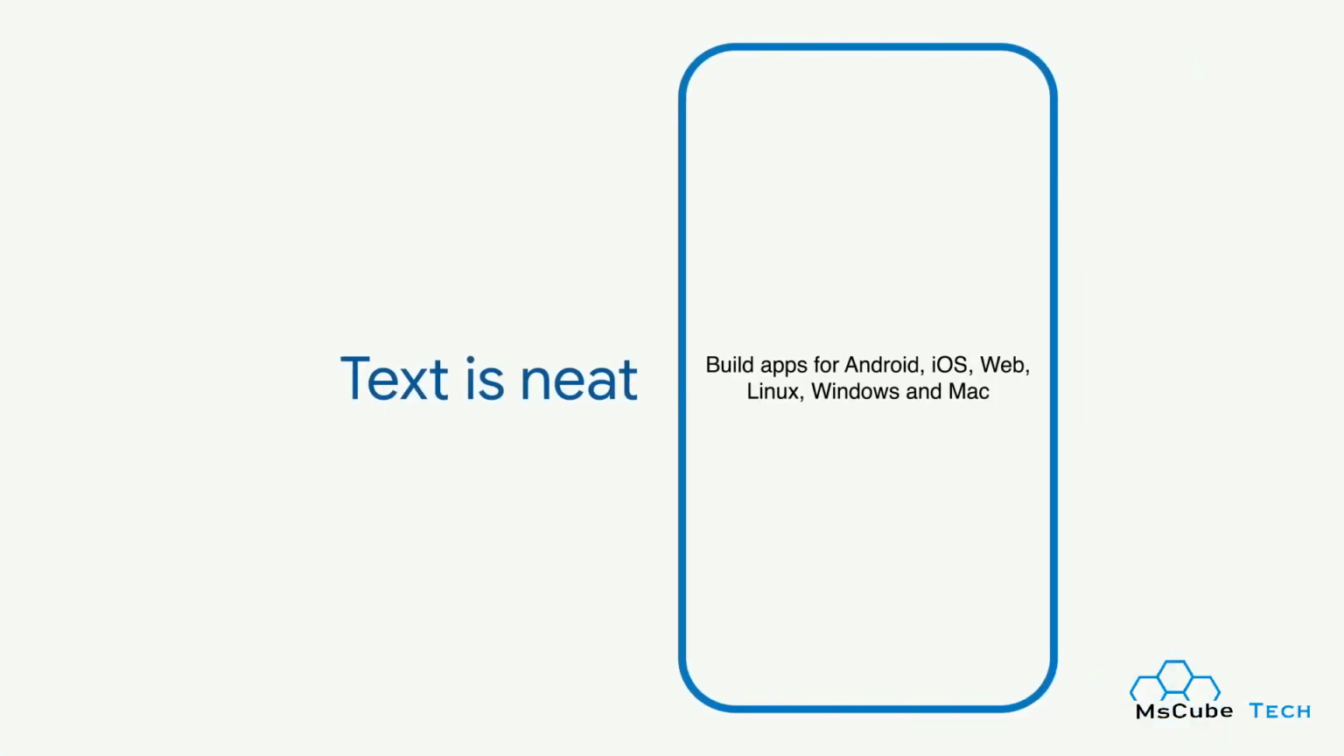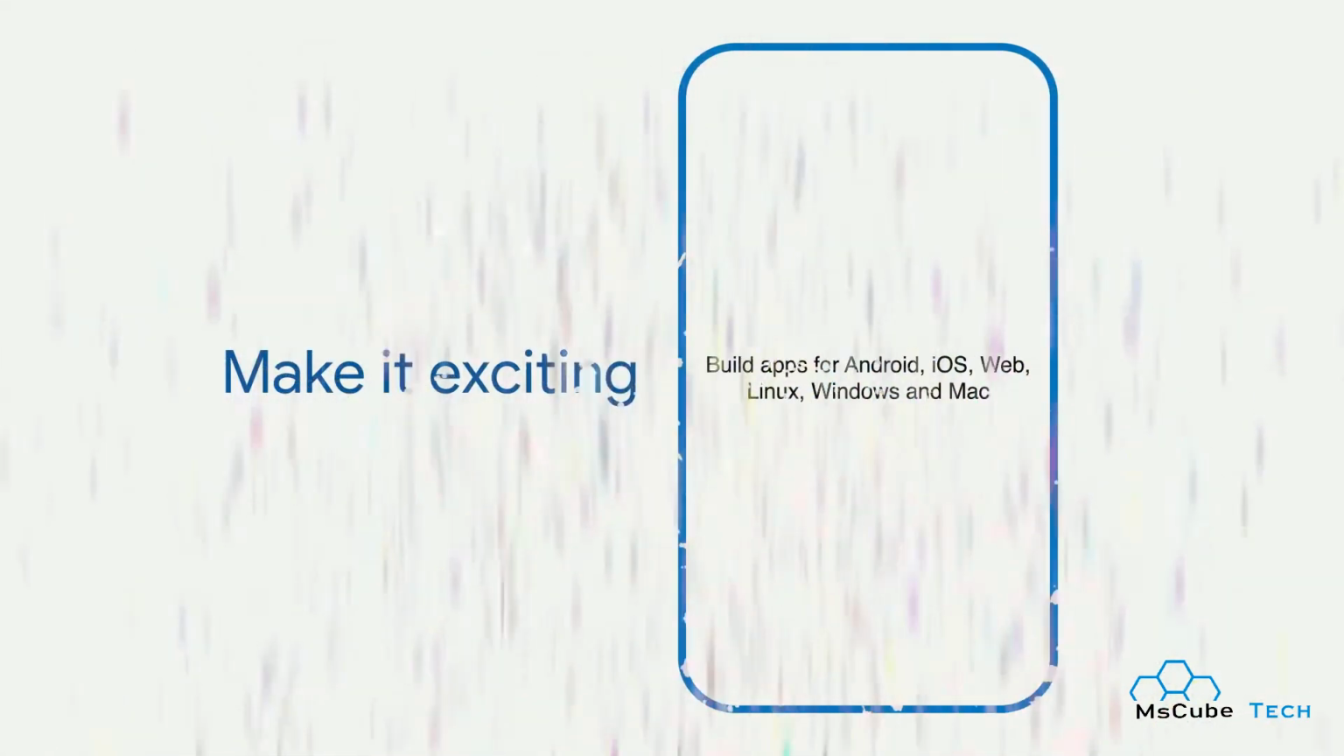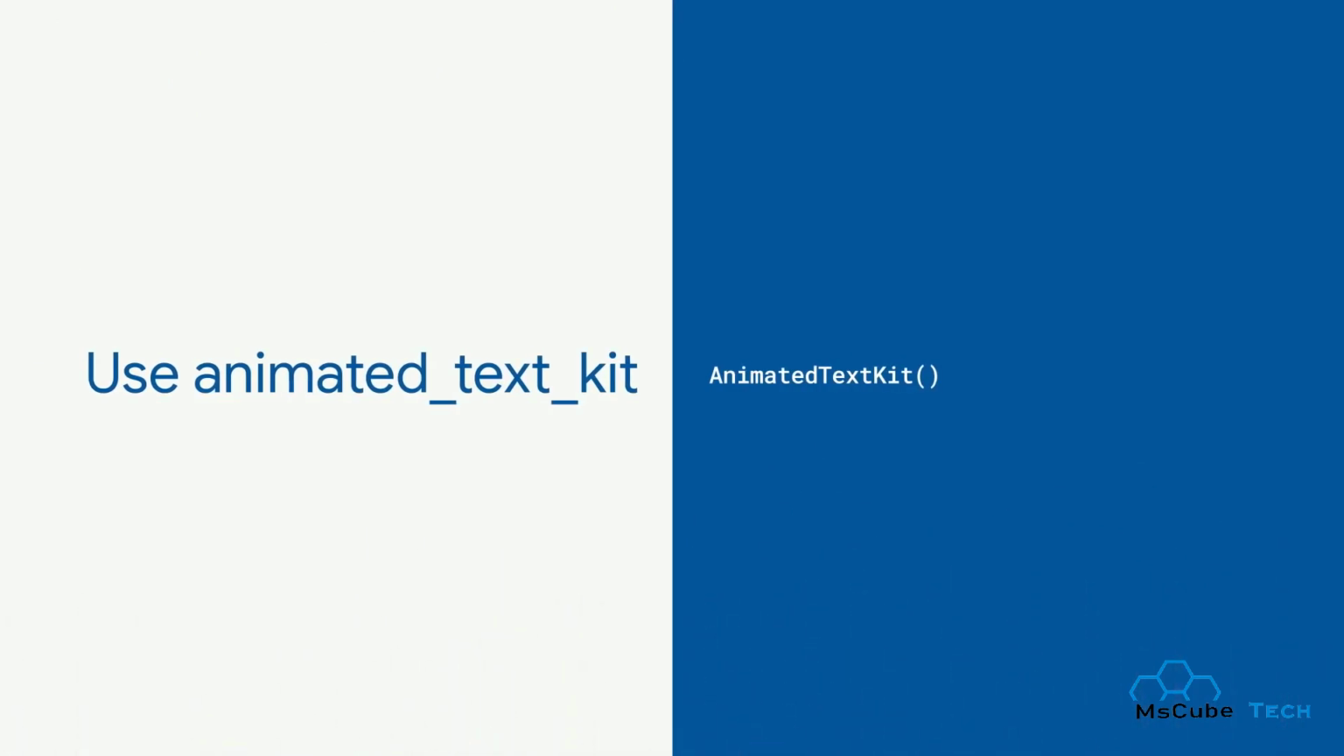Text is neat, but it can be boring if it just sits there, which is fine for most text, to be honest. But once in a while, you need a short piece of text to really shine. One way to make text exciting is to animate it, and one easy way to animate text in Flutter is to use the Animated Text Kit package.